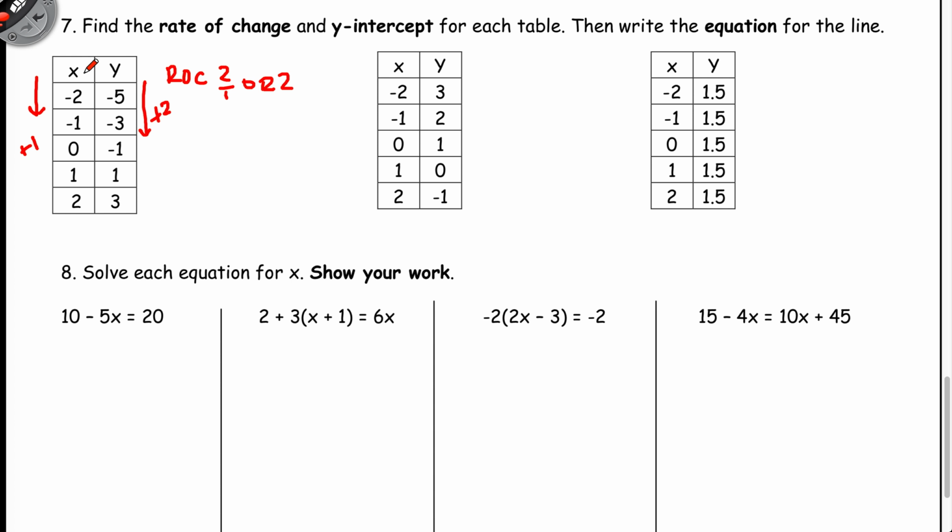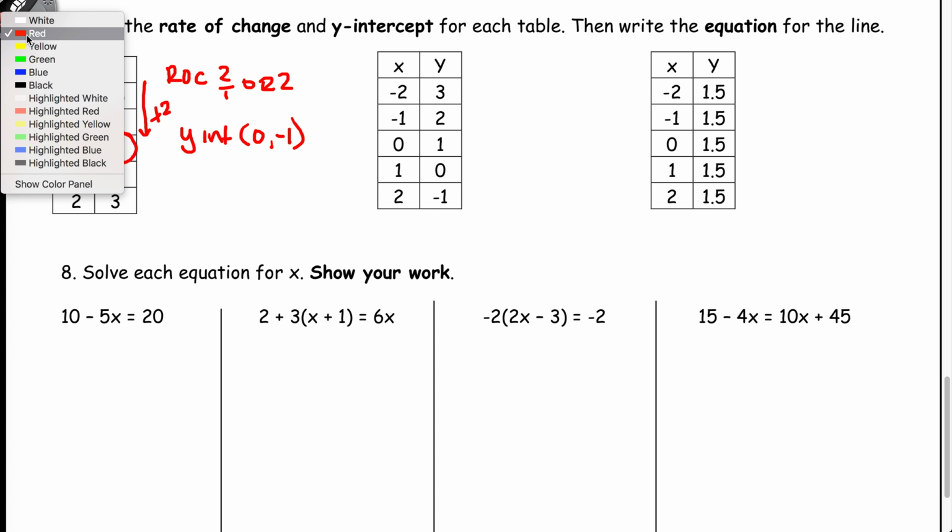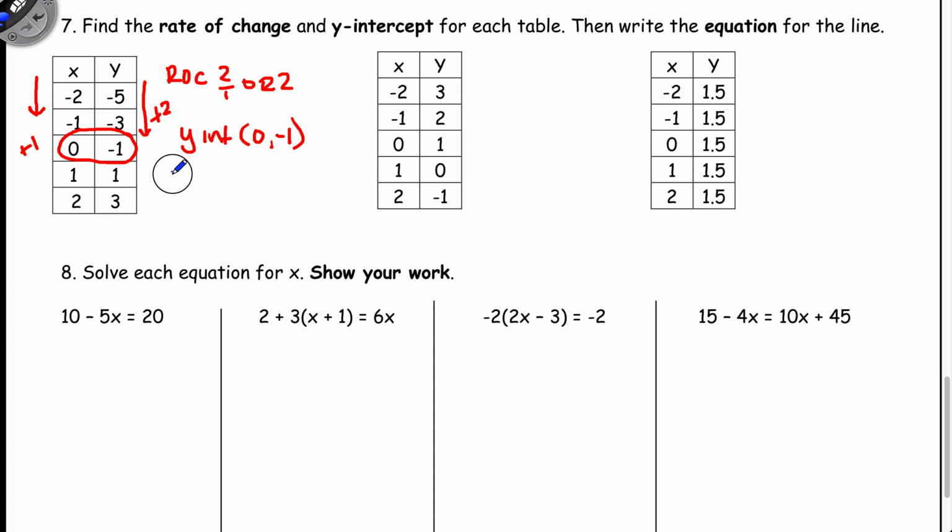My y-intercept, remember, look for that x. Do I have a 0? Yes, I do. It's right there. There's my y-intercept. So my y-intercept is 0, negative 1. So we go ahead and write the equation. I have y equals 2x minus 1.